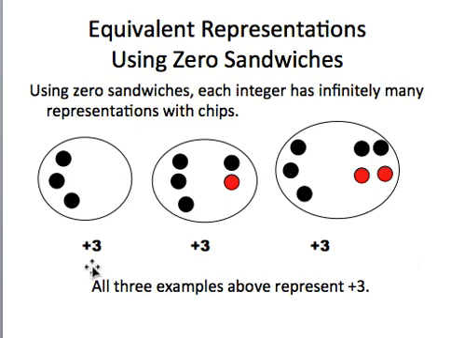You can represent 3 with 3 black chips. You can represent it with 3 black chips and 1 0 sandwich. So in other words, 4 black chips altogether and 1 red. Or you can represent it with 3 black chips and 2 0 sandwiches. You could use as many 0 sandwiches as you want. As long as you have 3 black chips and then the rest are 0 sandwiches, it's a representation of the number 3.